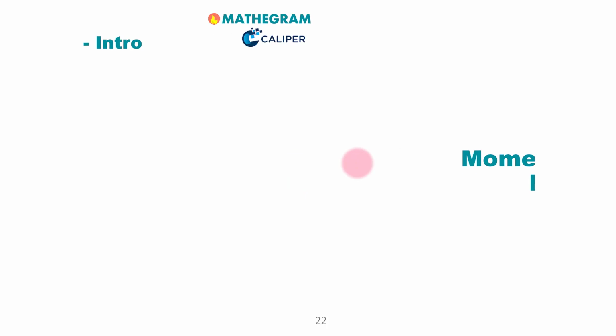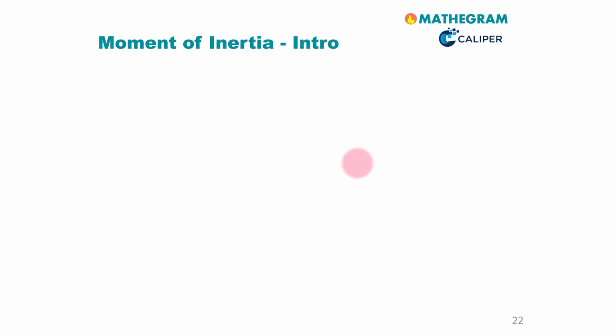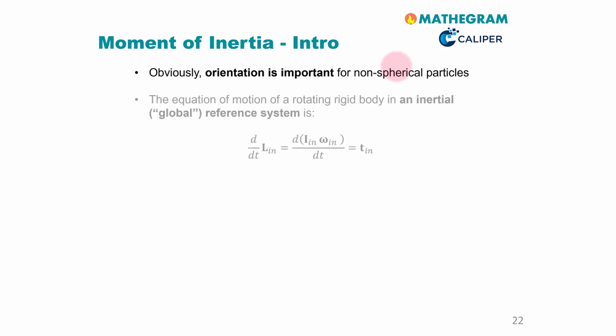Welcome back to the unit on non-spherical particles. In the next part, I would like to talk about the moment of inertia in greater detail. For that, let me briefly summarize what the challenge is. Obviously, orientation is important for non-spherical particles. We have seen that we can use quaternions for solving that issue.